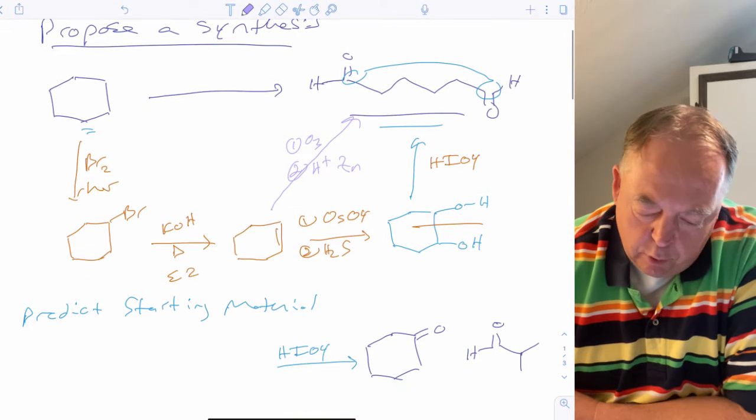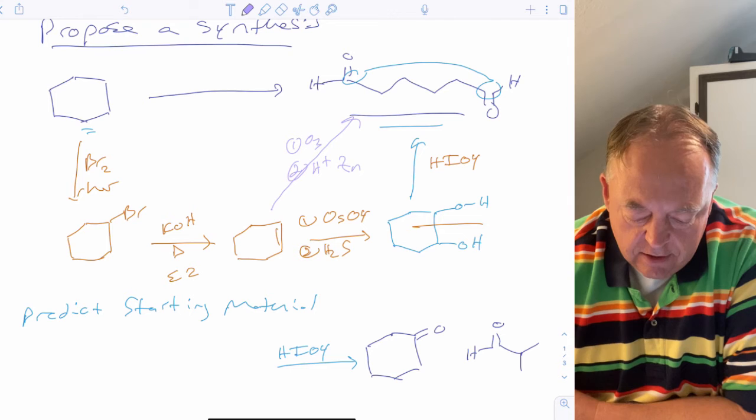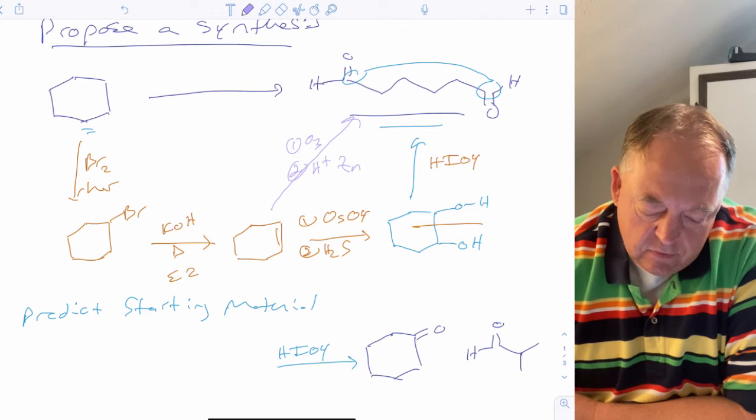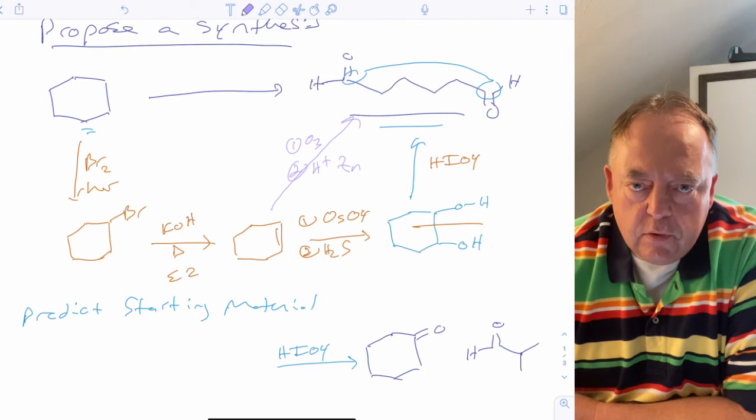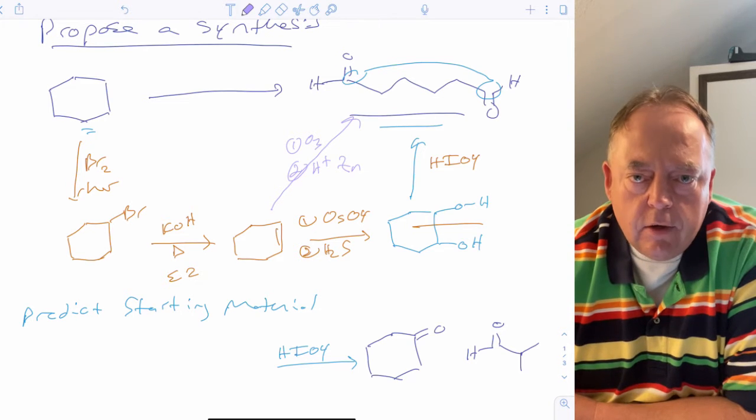But the basic point is, whenever you propose a synthesis, generally there's more than one pathway to get there, and the shorter the better, if possible, if all of the chemicals or equipment are available. If not, then maybe you take a longer pathway.